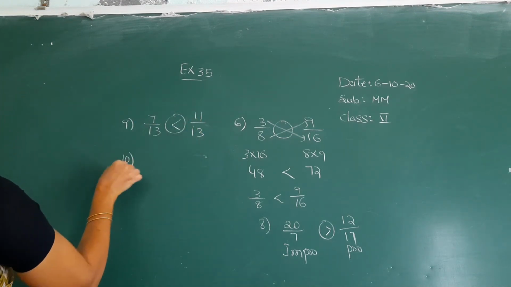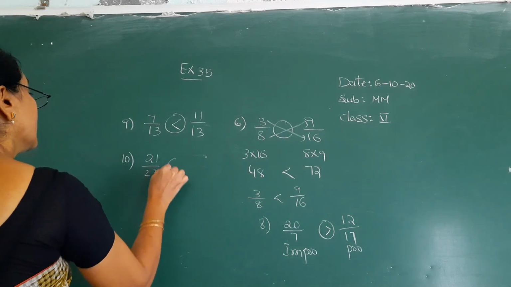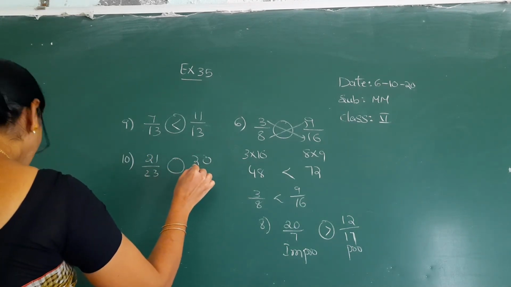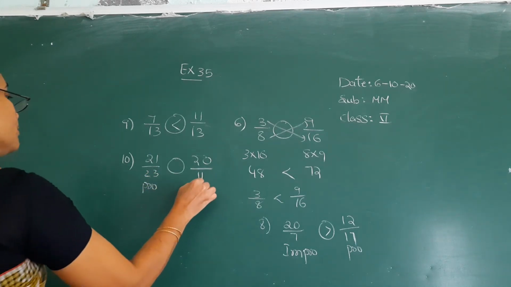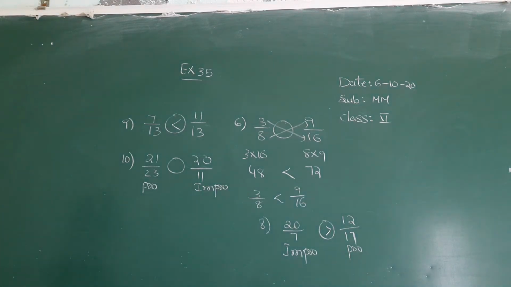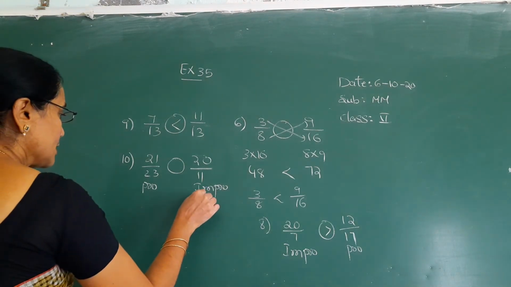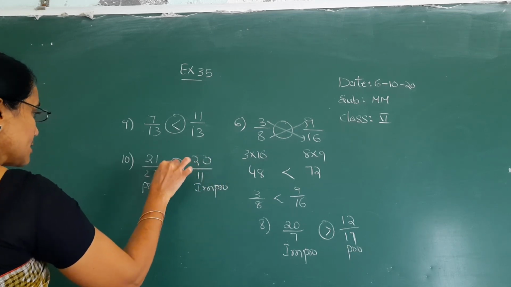See the 10th one. 21 by 23, 20 by 11. Here observe it is a proper fraction and it is an improper fraction. Proper means numerator is less than the denominator. Improper means numerator is greater than the denominator. So improper fraction is always greater, so you have to write the less than symbol.